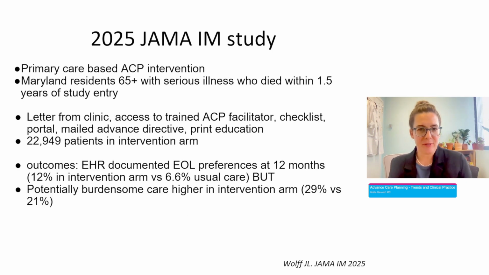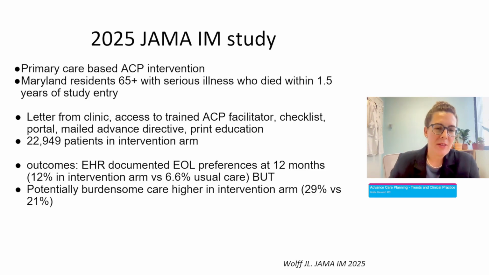More recently, actually very recently, a study was published in JAMA Internal Medicine this year. This was a large primary care-based advanced care planning intervention. It took place in Maryland with residents 65 years of age and older with serious illness who died within 1.5 years of study entry. People in the study got a letter from their clinic, access to a trained advanced care planning facilitator, a checklist, a portal, mailed advanced directive, and print education. They included more than 22,000 patients in the intervention arm. So a really big, very well-organized study.